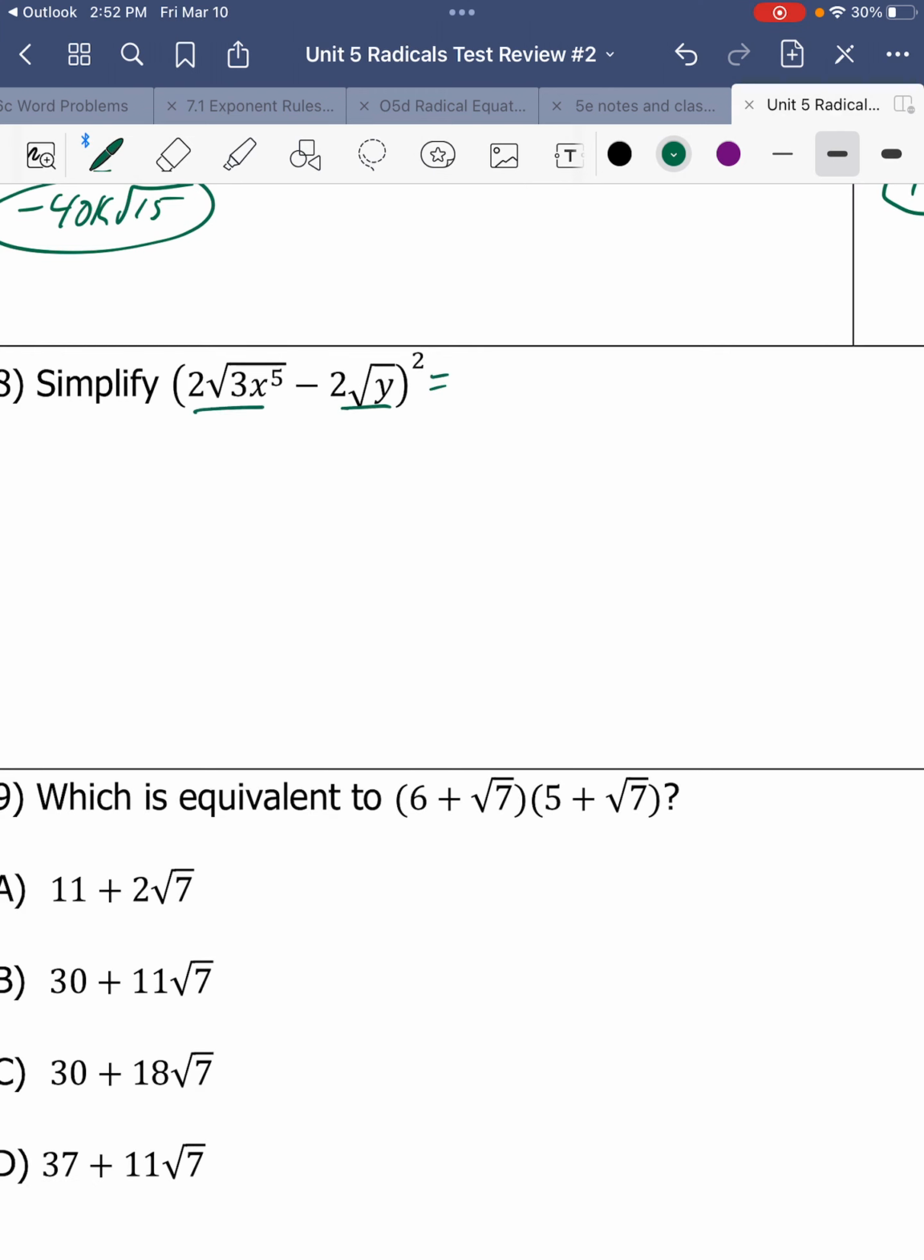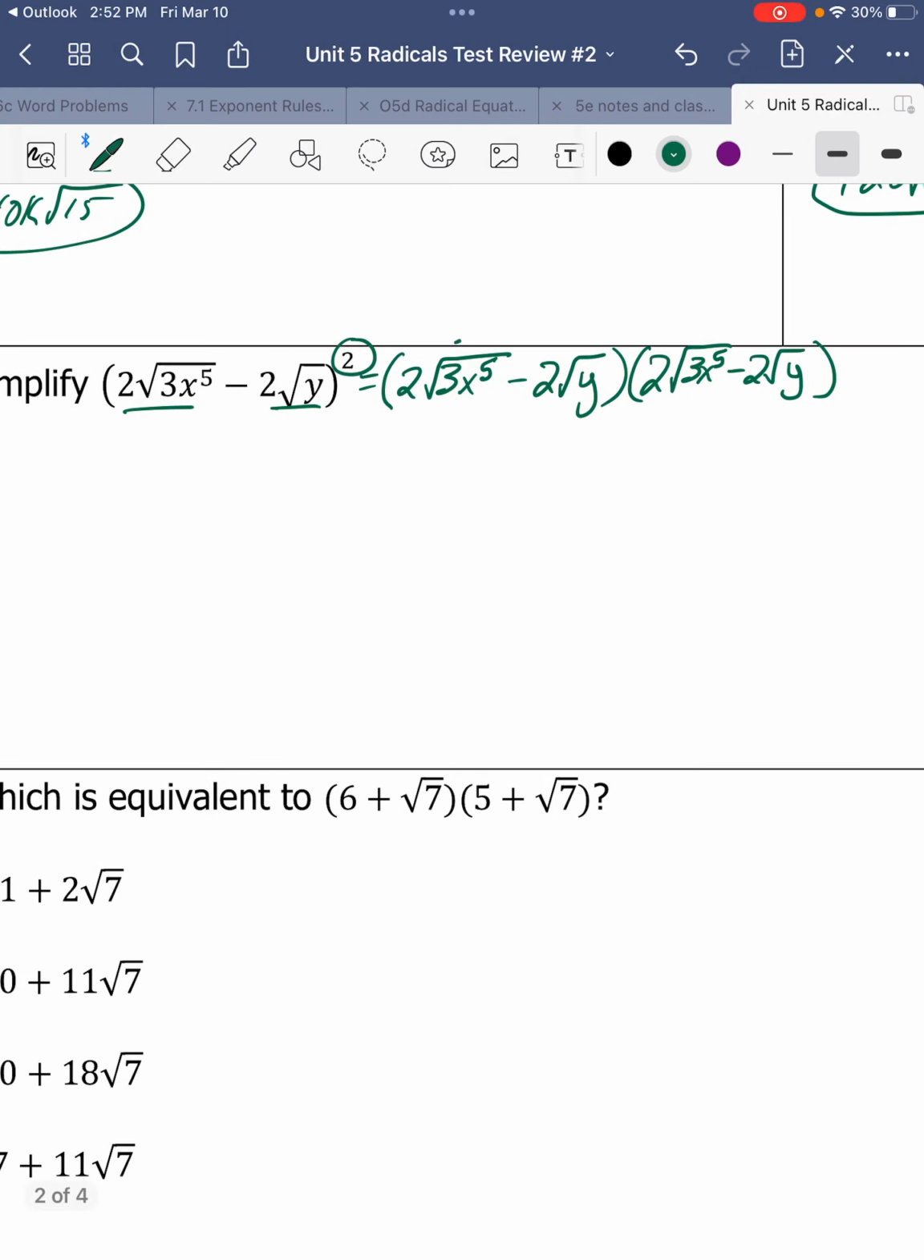All right, number 8. I know we did this in class, but let's work on it now. So a binomial squared means that binomial times itself. So you multiply the first 2 together, you get 4. Multiply the outsides, multiply the insides.